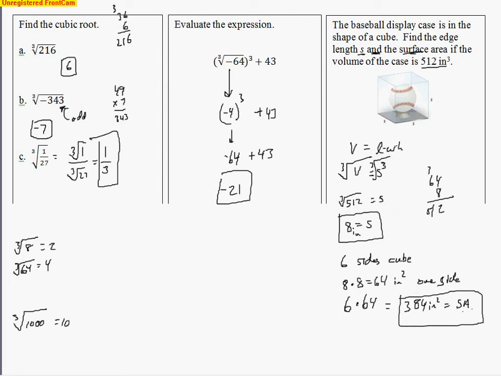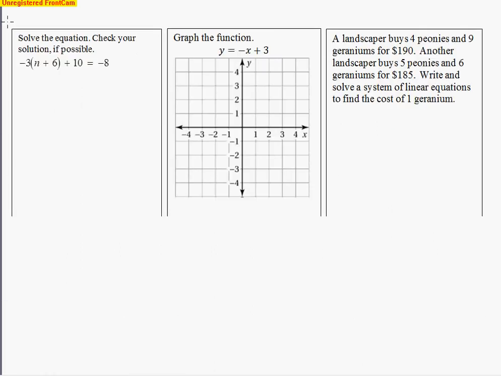Well, let's take a look at our last 3 problems. On this one, we have an equation to solve. So we're going to distribute -3 over these 2 numbers. And I have -3n minus 18 plus 10 equals -8.